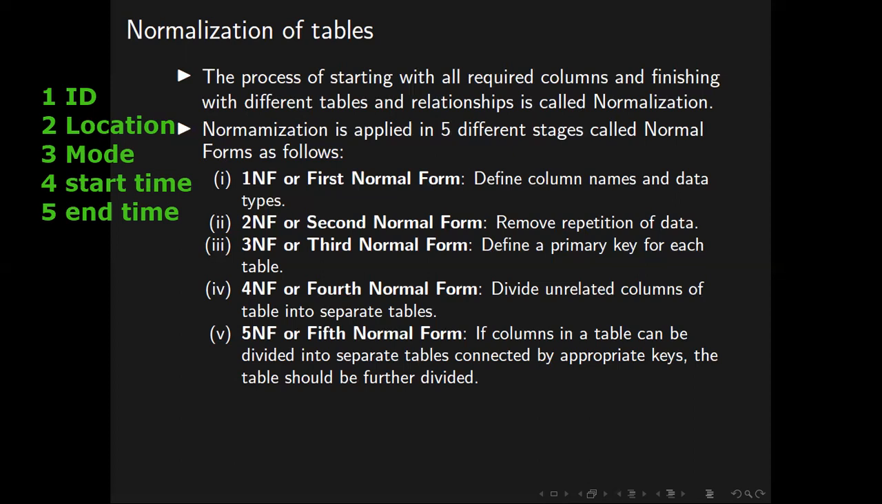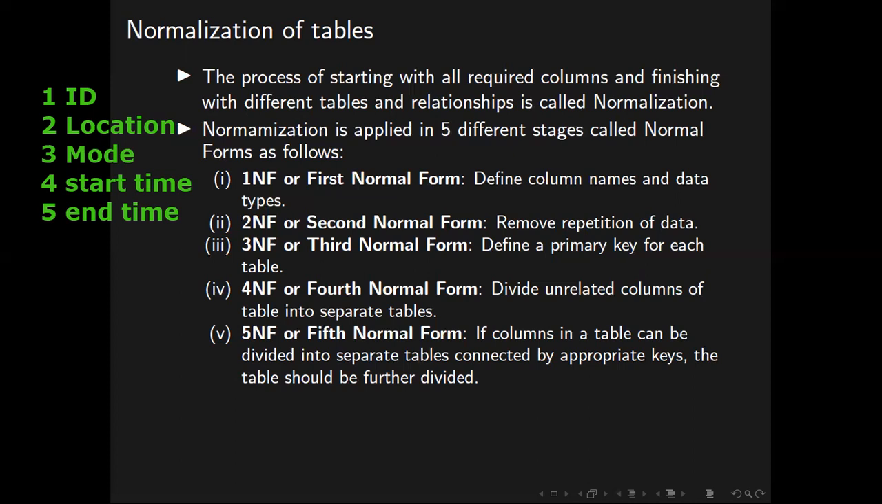Then first normal form, define columns. What is second normal form? Remove repetition of data. Repeated data should be removed. Then third normal form, define primary key. Fourth normal form, divide the table into suitable subtables. Columns constitute a table. Therefore, divide the columns into subtables. Then fifth normal form. If you can divide further, you subdivide the columns into suitable tables. Done.